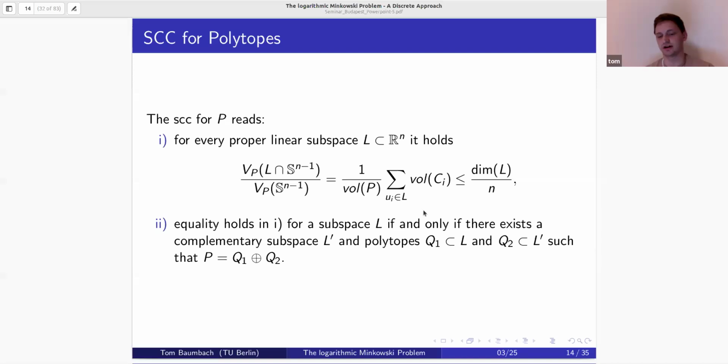And now it's pretty nice in the equality case, we actually have a decomposition of polytopes. Precisely what I mean is, if equality holds in the inequality for subspace L, then there exists a complementary subspace L', and polytopes Q1 contained in L and Q2 contained in L', such that we can write the polytope P as a direct Minkowski sum of Q1 and Q2. And you should remember this decomposition because that's a really nice fact, which we use in a couple of minutes.